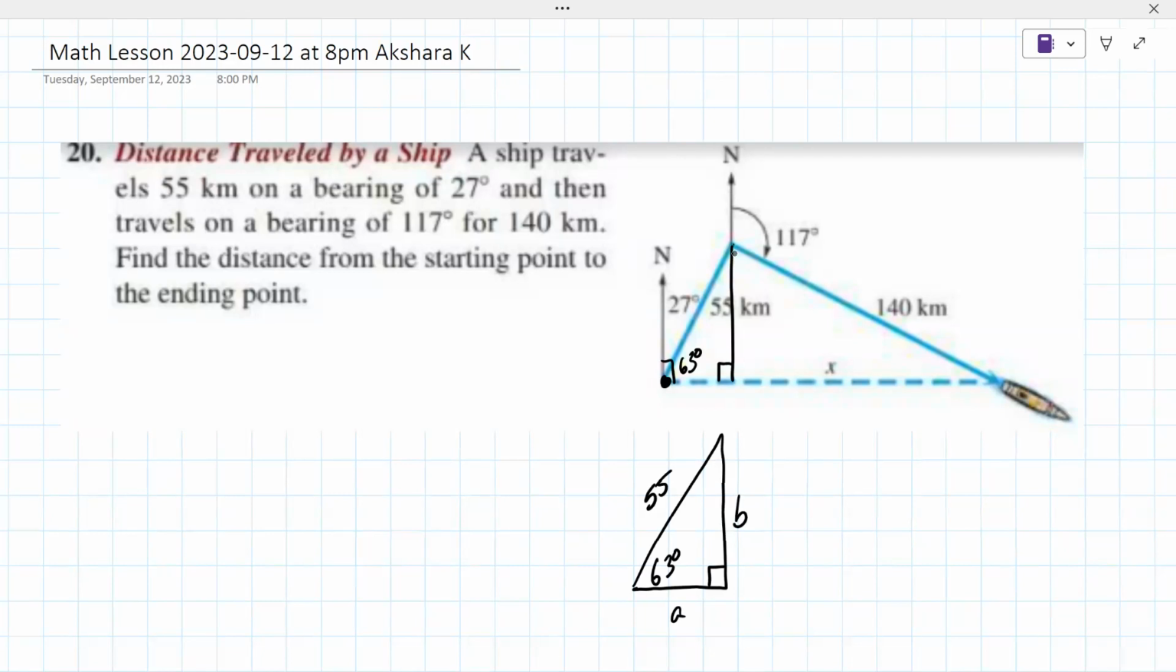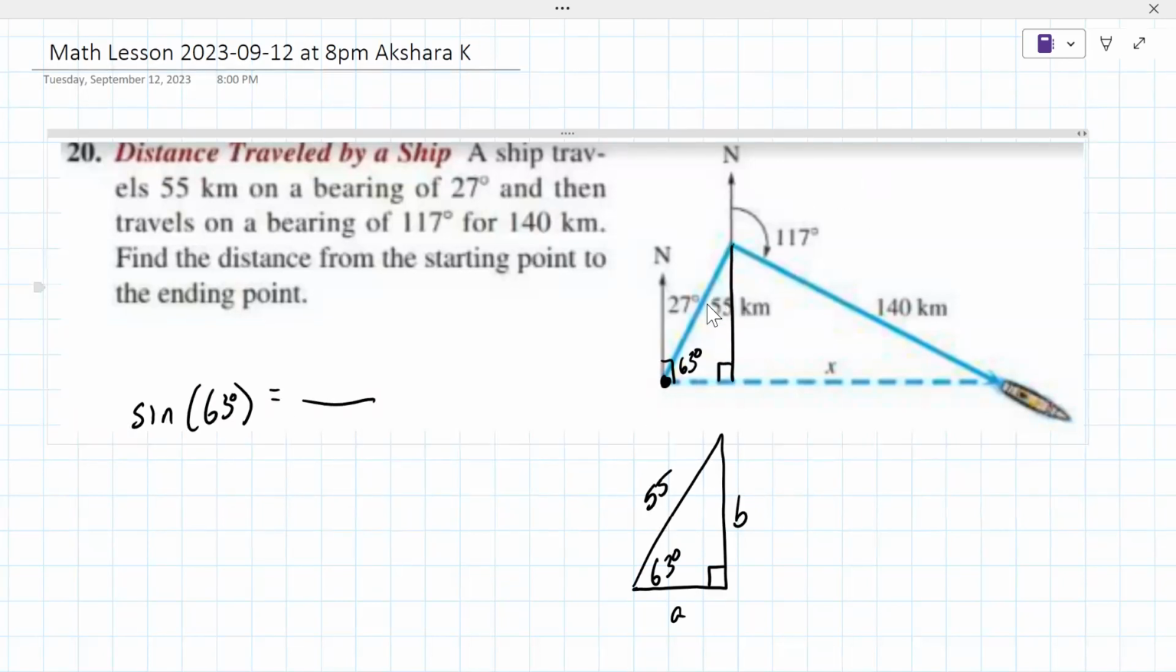We could use sine and cosine to find A and B. So let's start with sine. So the sine of 63 degrees. How do we know the hypotenuse is 55? I thought the height is 55. Yeah, this 55 is referring to this right here, the blue. Oh, sorry. Okay, yeah.